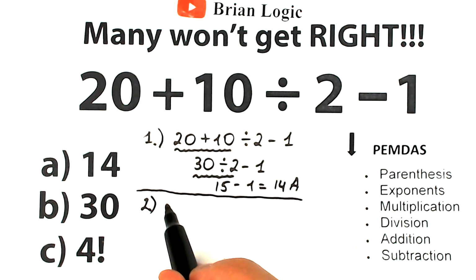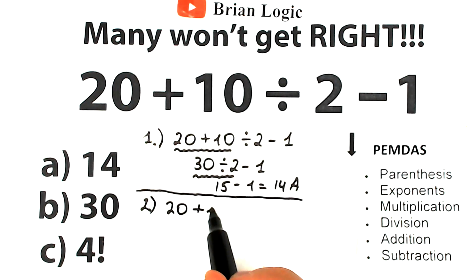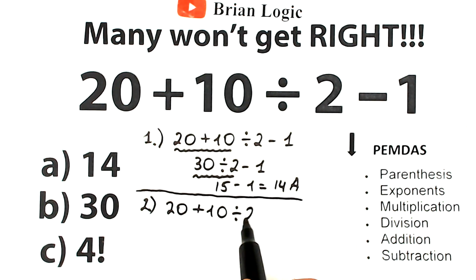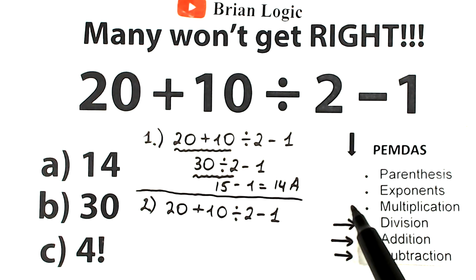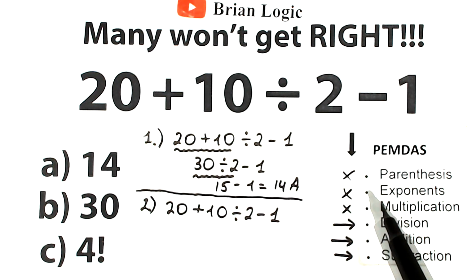Okay, so let's rewrite our challenge. So 20 plus 10 divided by 2 and minus 1. So right now let's scan what elements we have in our challenge. We have addition, division, and subtraction. So okay, we have division right here, we have addition right here, and we have subtraction right here. Moreover, we don't have multiplication, we don't have exponent, we don't have parentheses. Okay, so here are our elements.